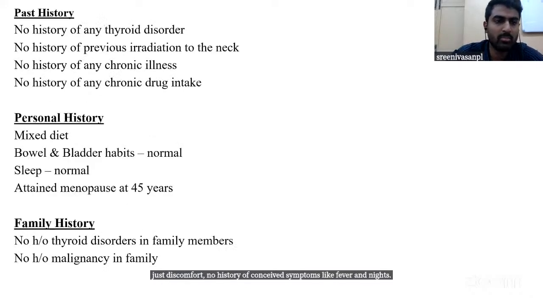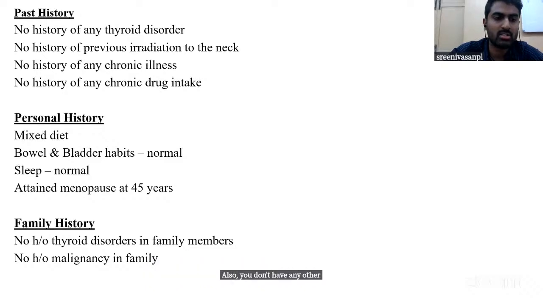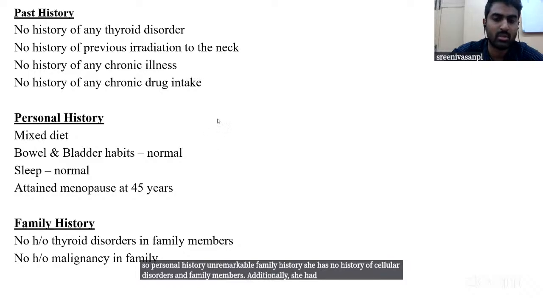So past history, patient did not have any history of any thyroid disorder in the past. Also, she had no history of any radiation to the neck in the past. Also, did not have any other comorbid illness. Also, no history of any other chronic drug intake. So, personal history unremarkable. Family history, she had no history of thyroid disorders in family members. And additionally, she had no history of malignancy in family as well.